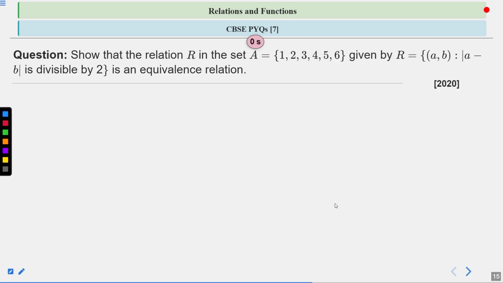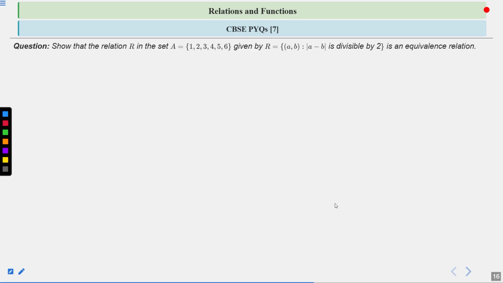Okay, let us move to the solution part. The question was: show that the relation R in the set A, where A is {1, 2, 3, 4, 5, 6}, given by R = {(a, b) : |a - b| is divisible by 2}, is an equivalence relation. So let us move to the solution part.